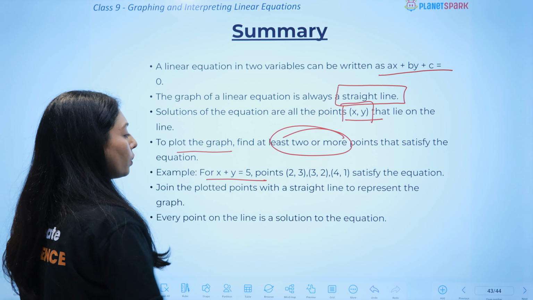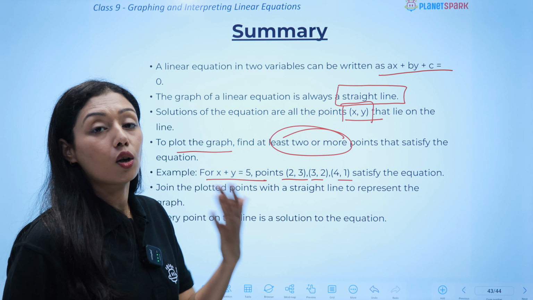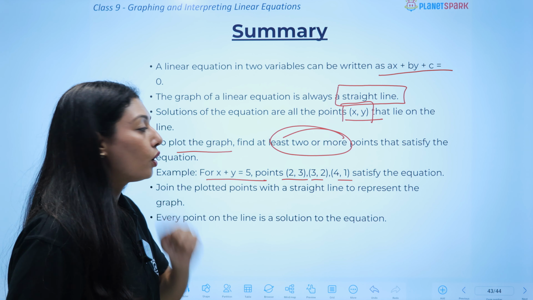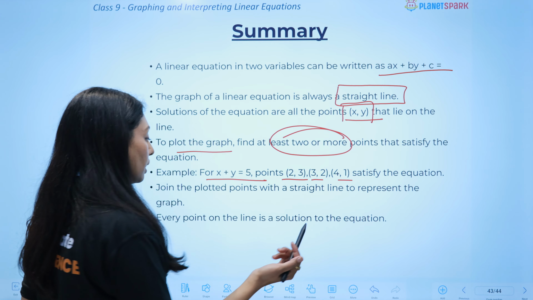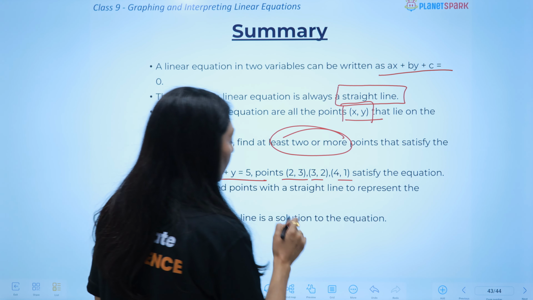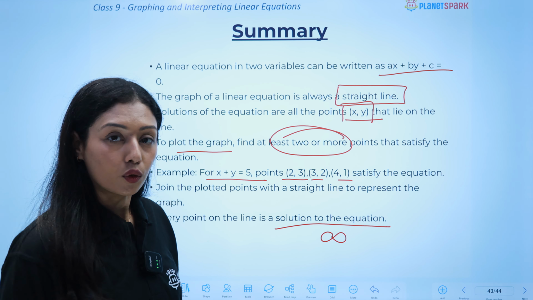So if we have x plus y equal to 5, then we can say all these points (2, 3), (3, 2), (4, 1) satisfy this, or they lie on this straight line. Join the plotted points with a straight line and that will represent the graph. Every point on the line is a solution. So infinitely many solutions are there for the equation.